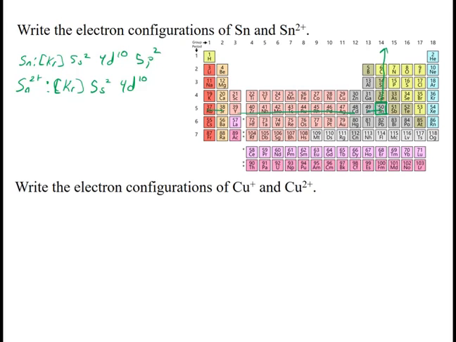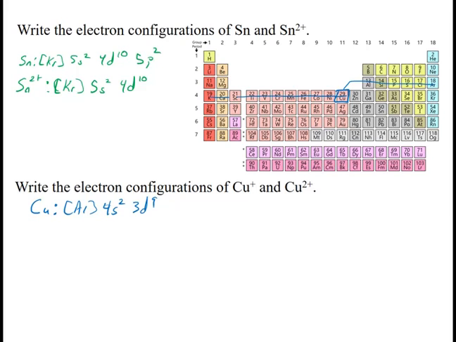This one's asking for copper plus and copper 2 plus. And so copper is right here on the periodic table. And so as such, its noble gas is argon. So I'm going to do copper first, even though it doesn't ask for copper. So copper is argon. And then starting here, this is 4s2. And 3d, 1, 2, 3, 4, 5, 6, 7, 8, 9.